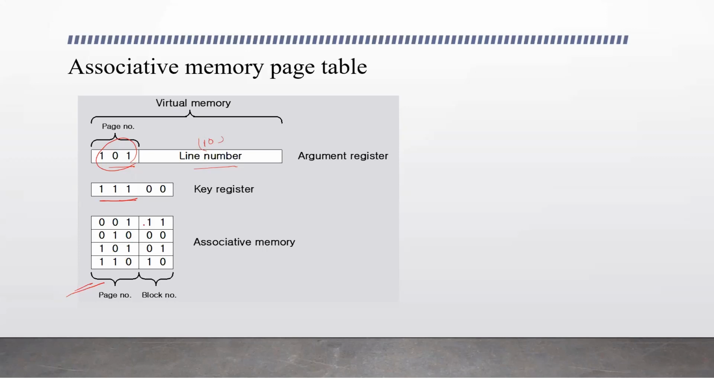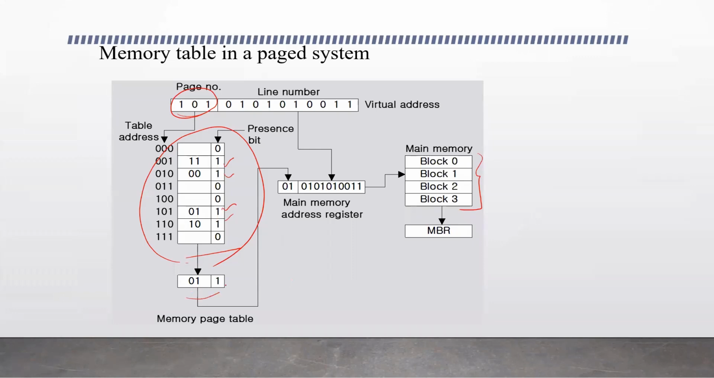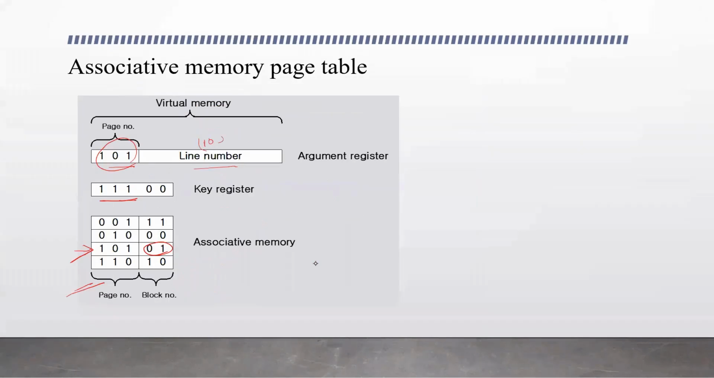Associative memory has 2 fields. One is the page number, which is the content of this memory, and the other is the corresponding block number in main memory. So 101 is located, and the corresponding block is 01. That is stored in the memory table buffer register. Then, using that, the main memory address, the physical address, is generated, and that is used to locate the particular word in main memory. Otherwise the process is the same.